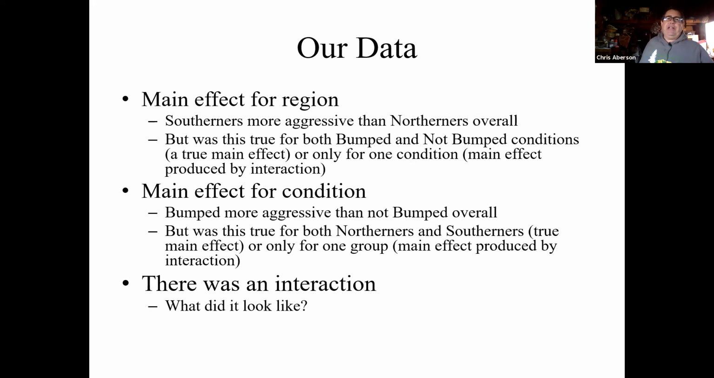All right, main effect for region. Southerners overall were more aggressive than northerners. We want to ask, is that true for both the bumped and not bumped condition, or only true for one condition? If it's true for both of them, we would call this a true main effect. If it's true for only one, we would say the main effect was produced by the interaction. Or we would simply report the main effect and then say these are qualified, and not talk about the main effect anymore. Main effect for condition: was bumped more aggressive than not bumped overall? Was that true for both northerners and southerners? If it's true for both, we have a true main effect. If it's true for only one group, we have main effects that were produced by the interaction.